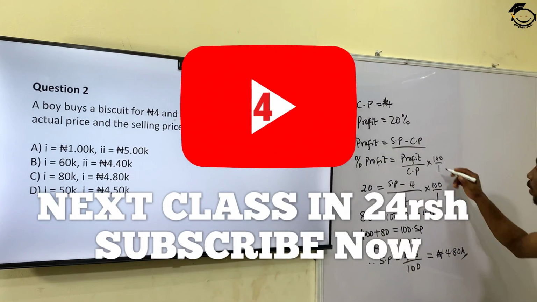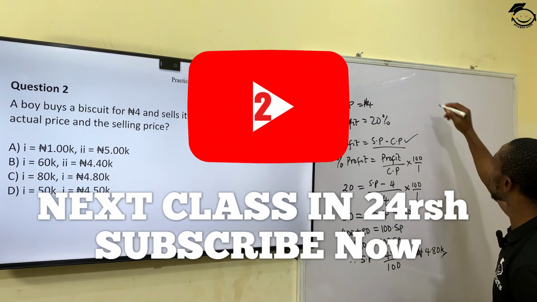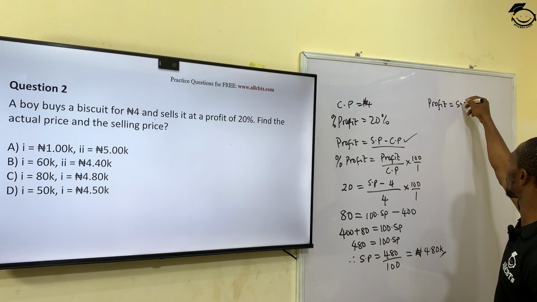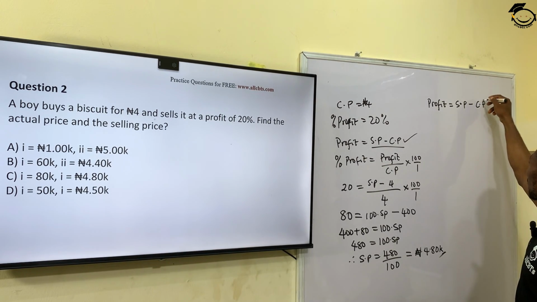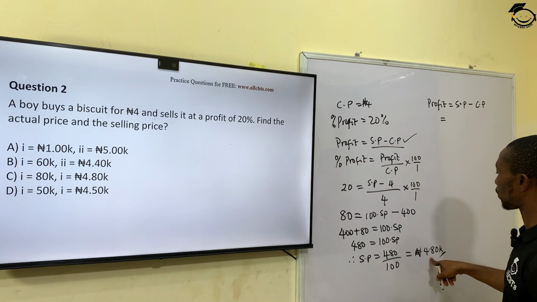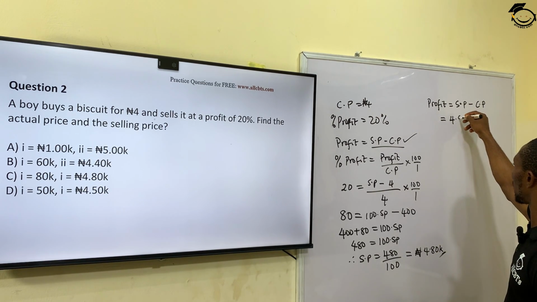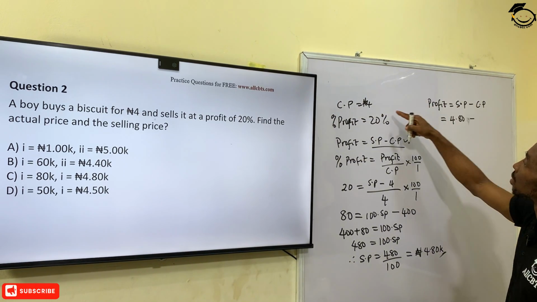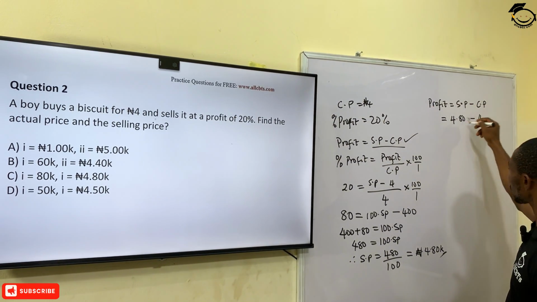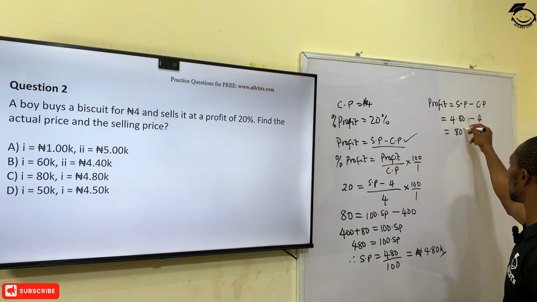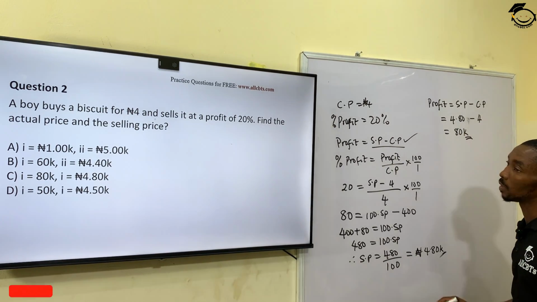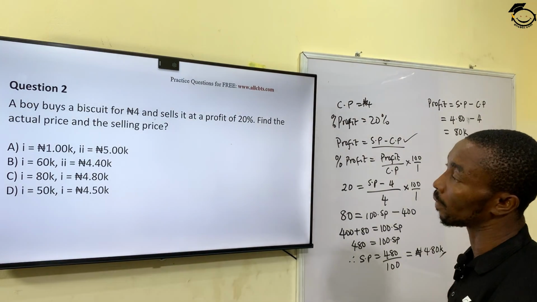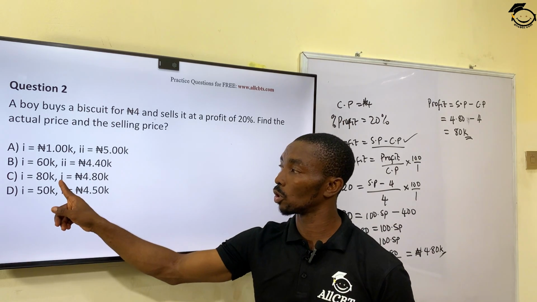Now, to find the profit, we come back to the formula: profit equals selling price minus cost price, which gives us 4 naira 80 kobo minus 4 naira, which is 80 kobo. So his profit is 80 kobo and his selling price is 4 naira 80 kobo, which is our option C.